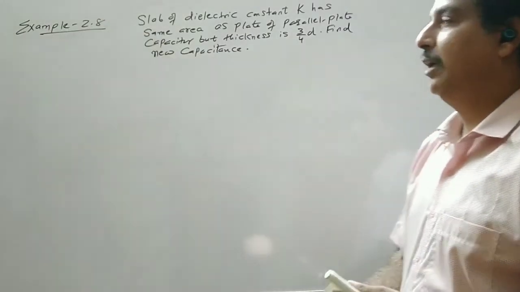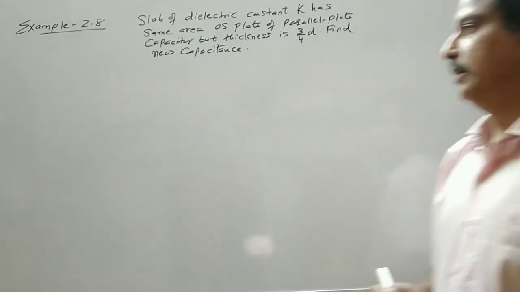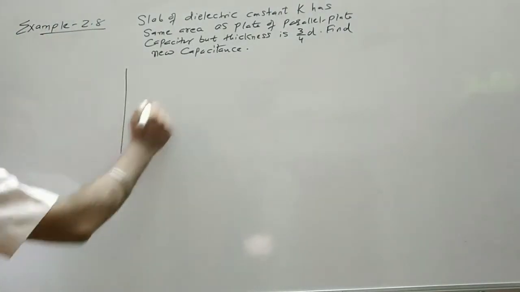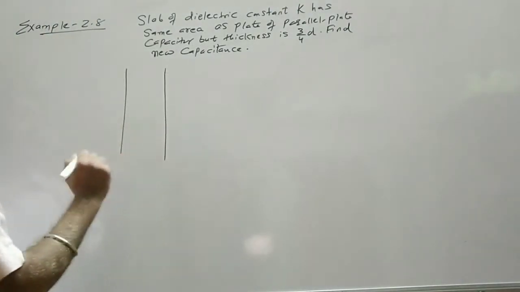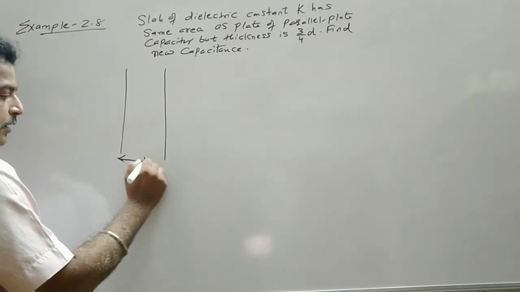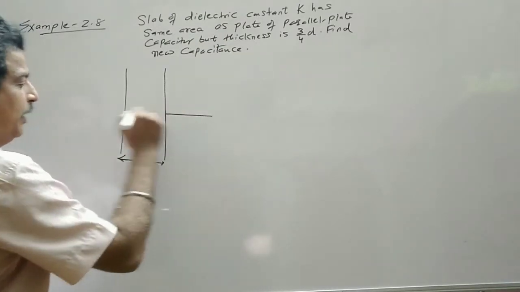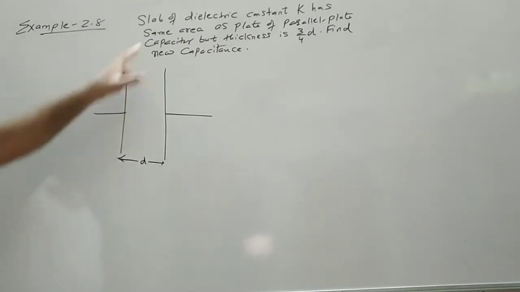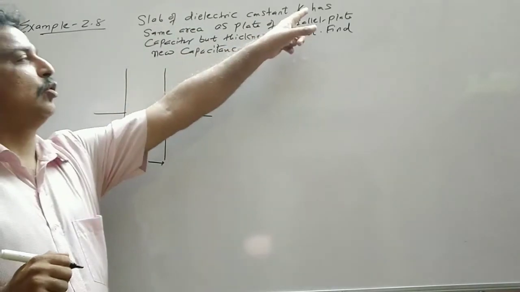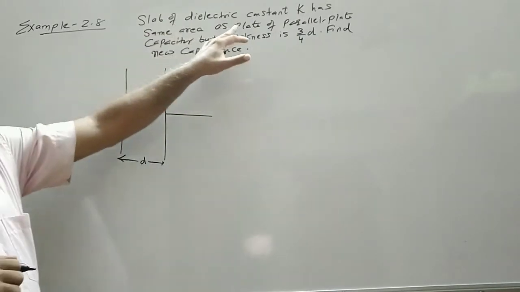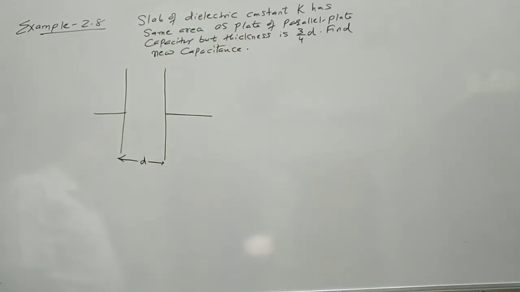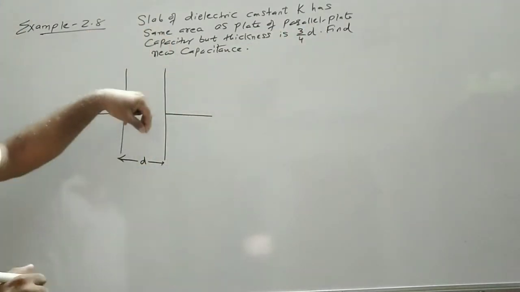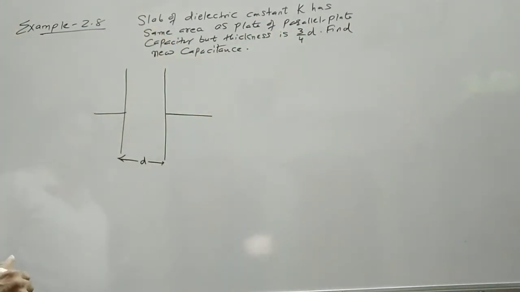Hello students, today we will see example 2.8. Now in this example, we have initially a capacitor where the distance between the two plates of capacitor is D. This is the initial situation, and a slab of dielectric constant K, with the same area as the plate of the parallel plate capacitor but thickness 3/4 D, is introduced.